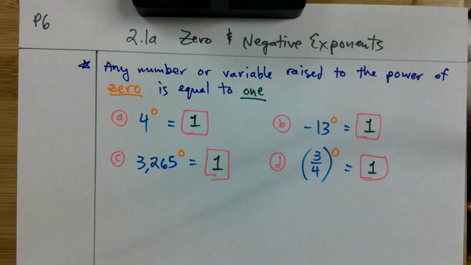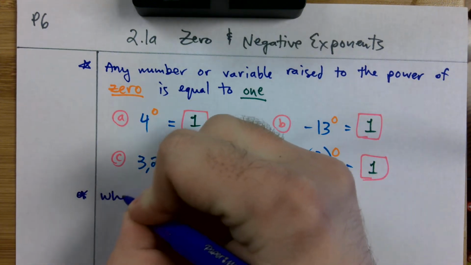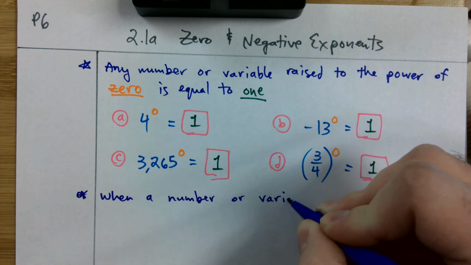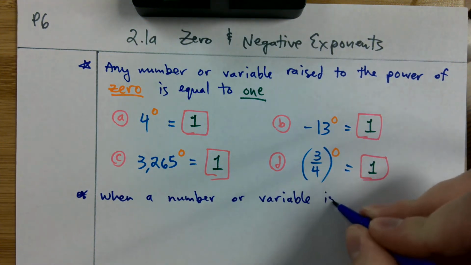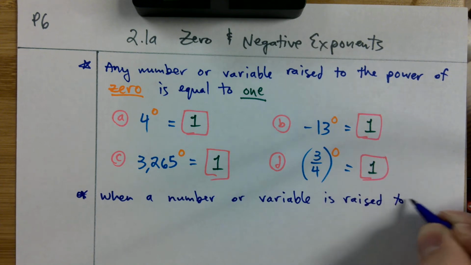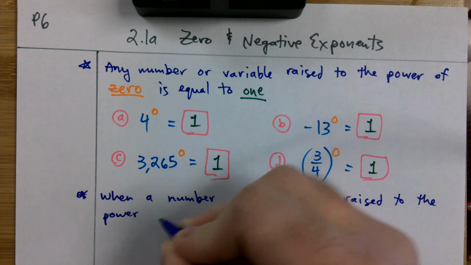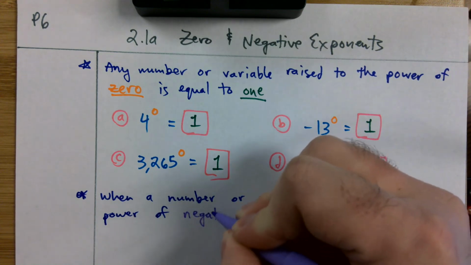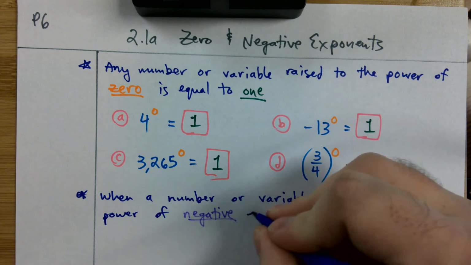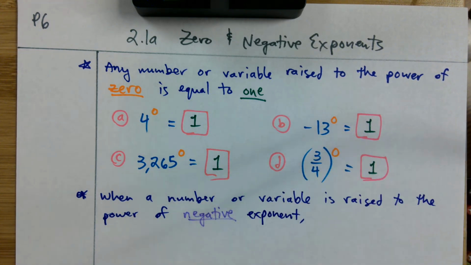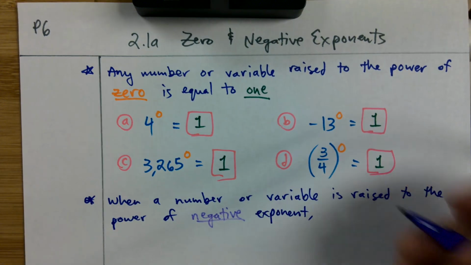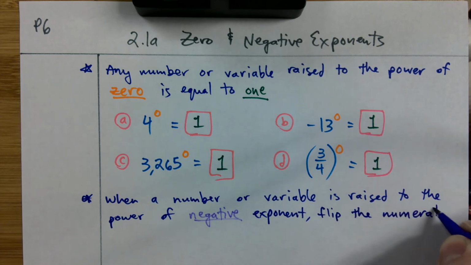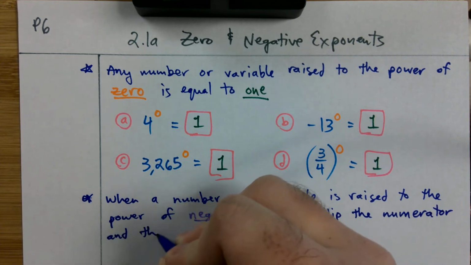All right. Now let's do negative. When a number or variable is raised to the power of a negative exponent, all we're going to do, it's pretty simple, we're going to flip the numerator and the denominator.